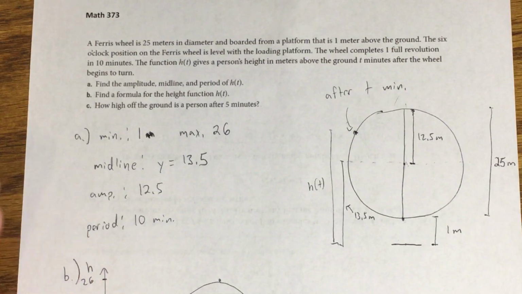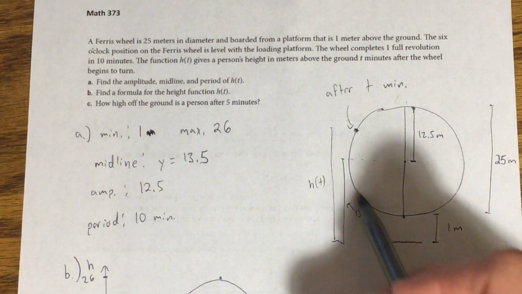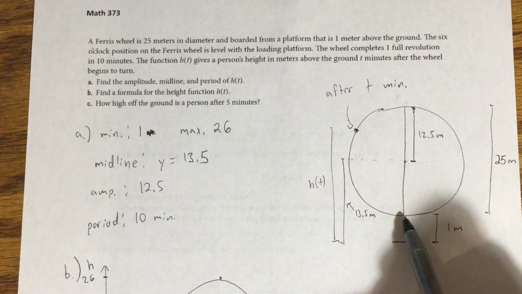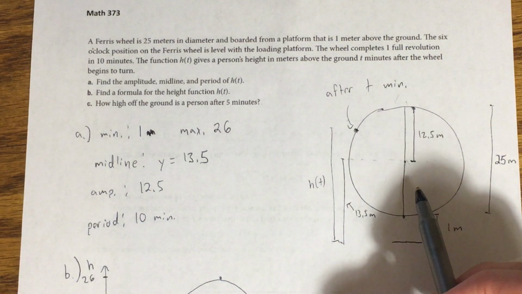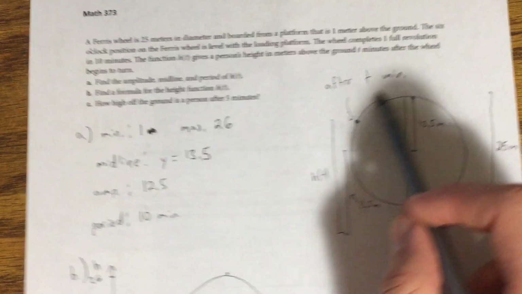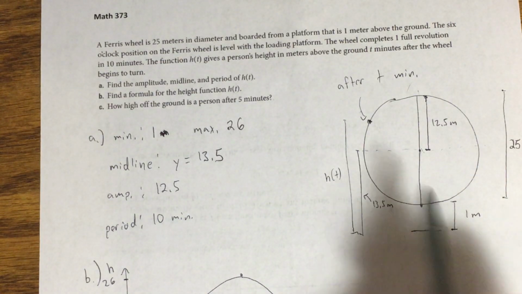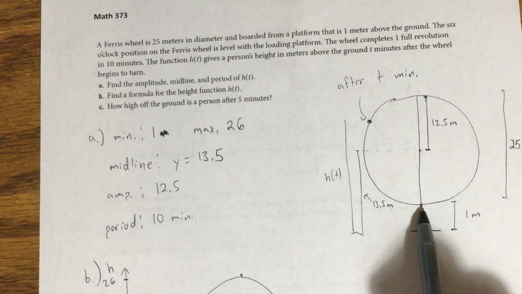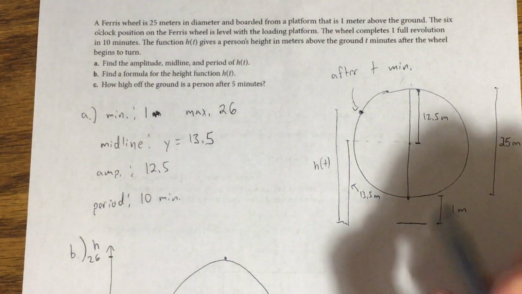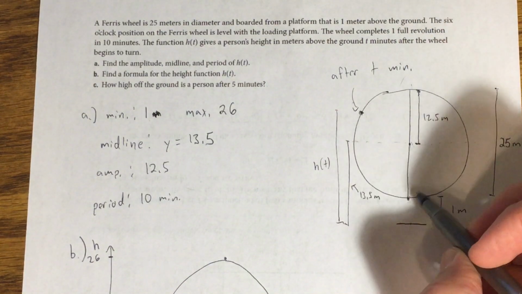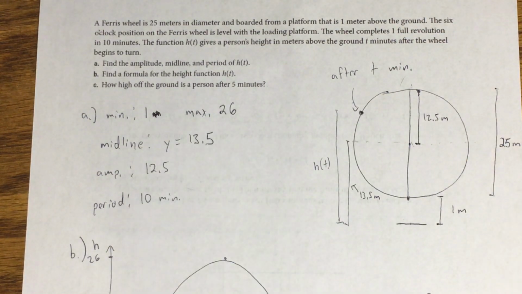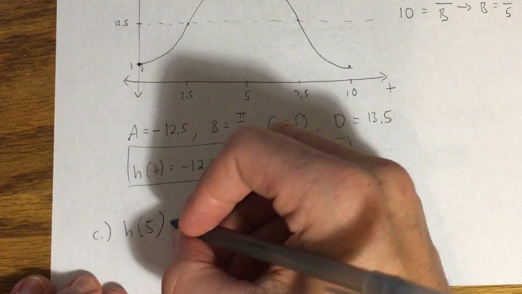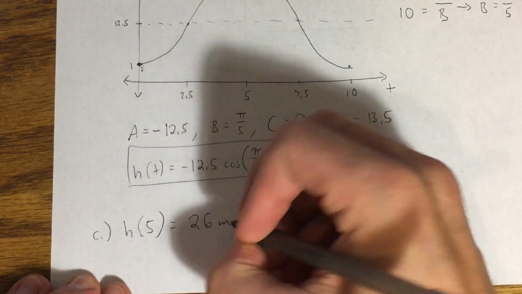However, if you think of this intentionally for a second, how much time does one full trip around this Ferris wheel take? We're told that a full cycle is 10 minutes. 5 minutes is exactly half of that. So where do you expect the rider to be halfway through this trip? Right at the top, which we know is 26 meters above the ground. This should come out to 26 meters.